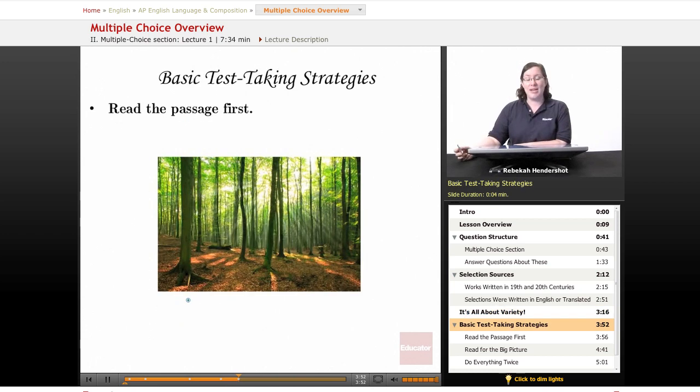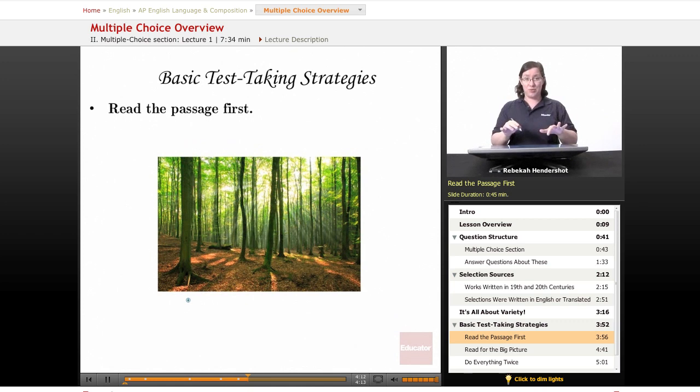All right. Basic test-taking strategies. How do you actually handle this selection? Well, this is going to sound really stupid and obvious, but read the passage first. I know that some test prep manuals and some courses will tell you read the questions first so that you know what you're going to be asked and then read the passage. Don't do that. Seriously, don't.